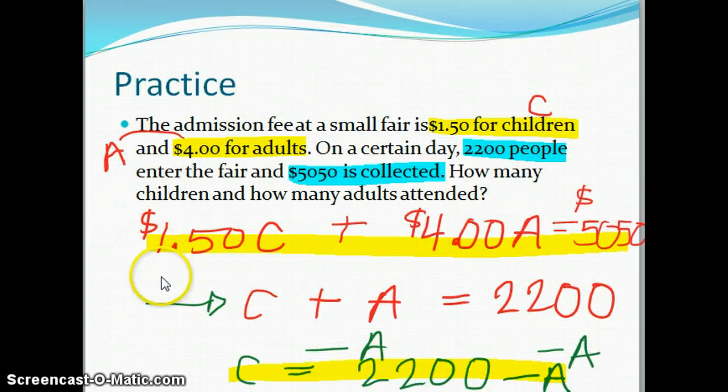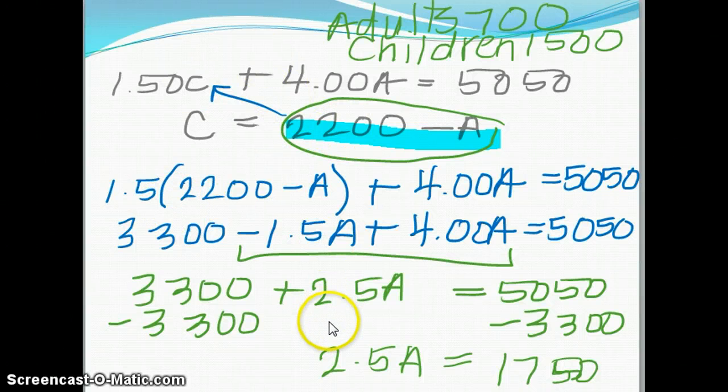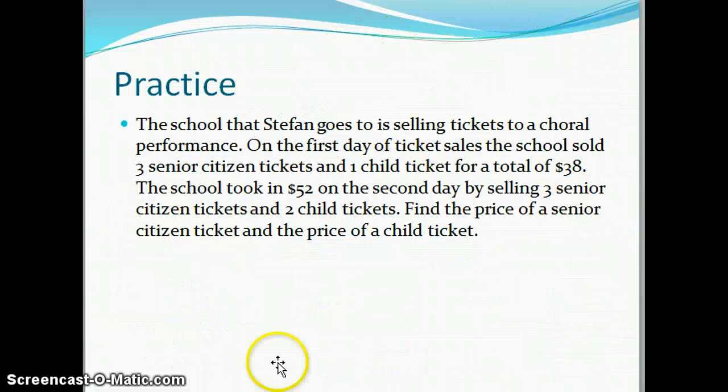First, we had to go back and write our equations. Then we had to make them able to be substituted in. That was down here. And then we actually had to go and do the substitution and the work. Once we found that there was 700 adults, it was easy to find that there was 1,500 children. Then we just subtracted. Let's look at one more example here.